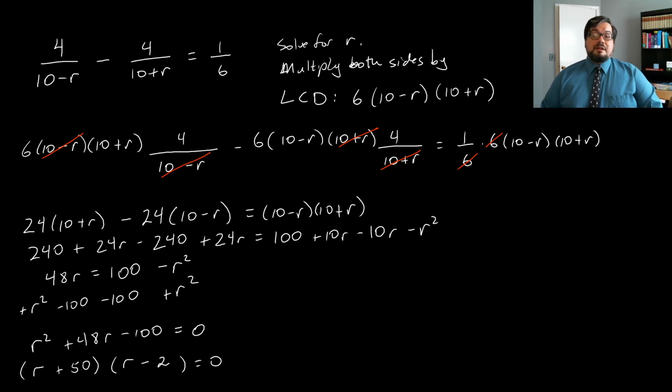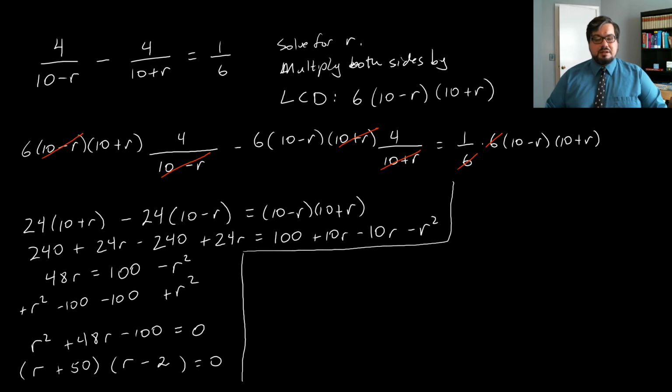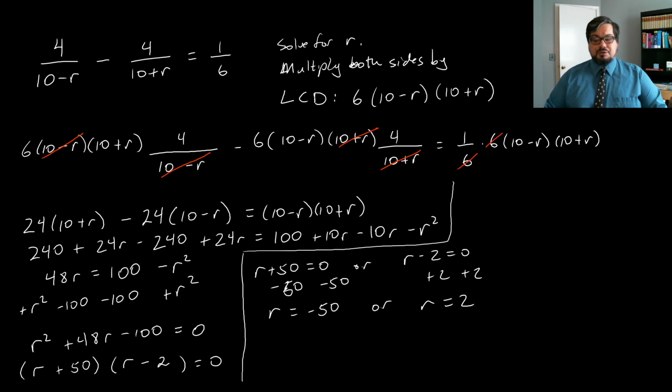So when we simplify our equation, get everything into our standard form and factor, we wind up with r plus 50 times r minus 2 equals 0. We can now use the zero factor theorem to say that therefore r plus 50 equals 0 or r minus 2 equals 0. So we get r is equal to negative 50 or r is equal to 2.